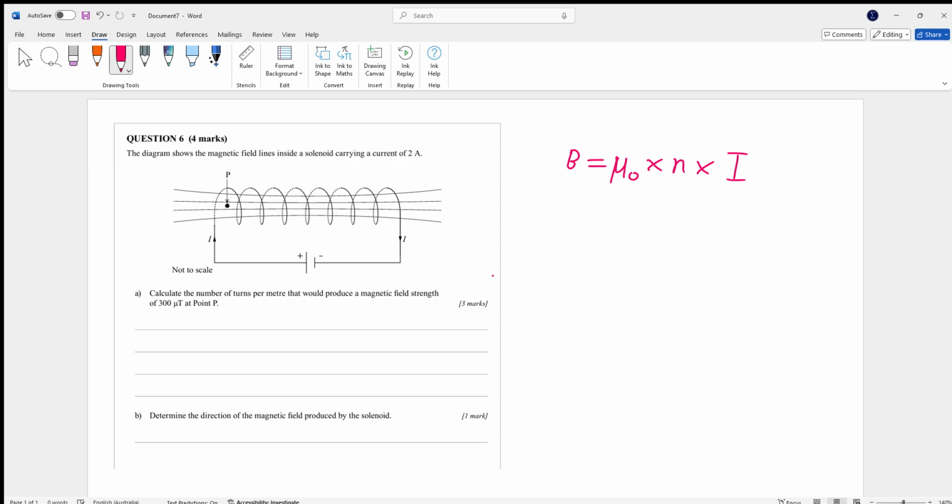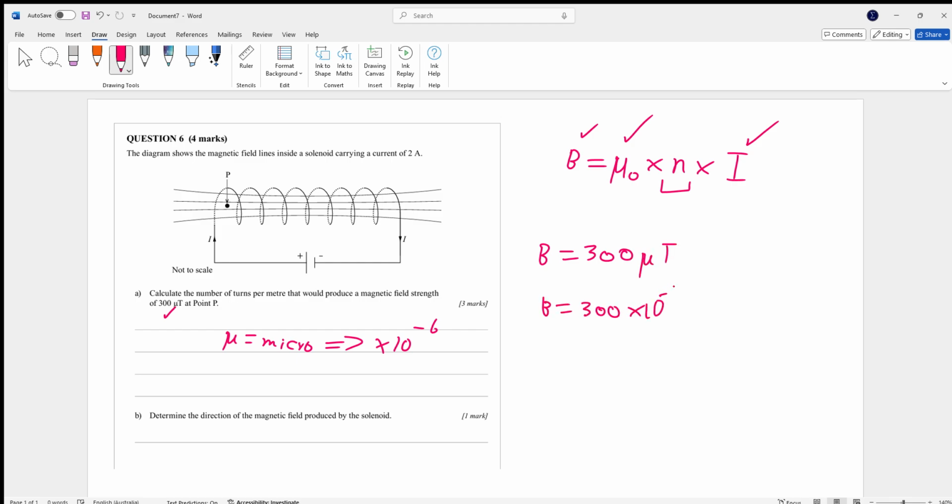Now, the reason why we're using this formula here is because you're given this in your data sheet. They've given you the magnetic field strength and the current, and they're asking you to find the number of turns per meter, which is that term in this formula. Now notice they've given the magnetic field strength with a prefix attached to it. Whenever you see that, that represents micro, which is 10 to the negative 6. So here when they've said 300 microtesla, what they've actually meant is 300 times 10 to the -6 Tesla.